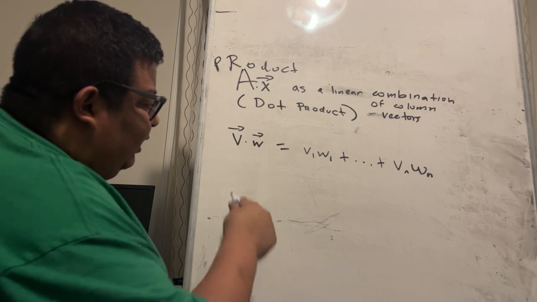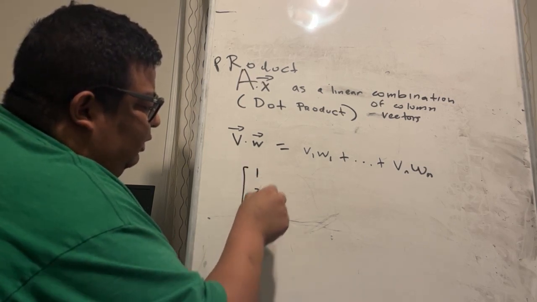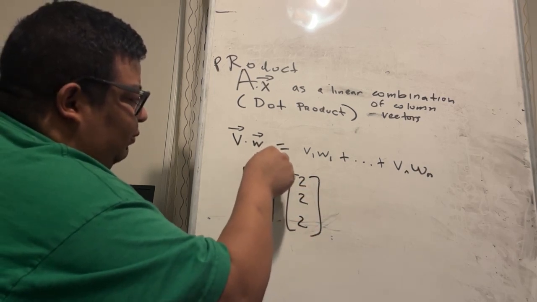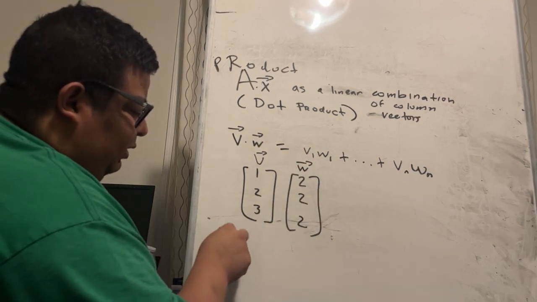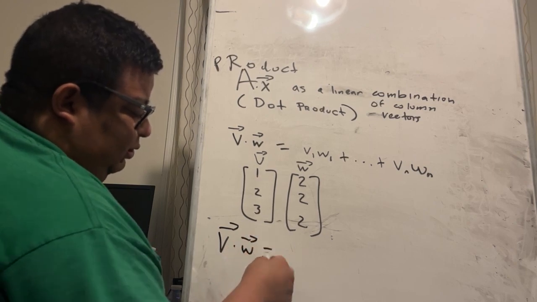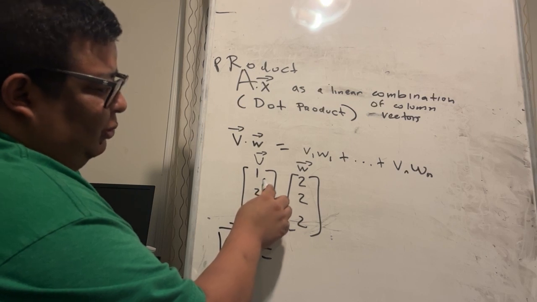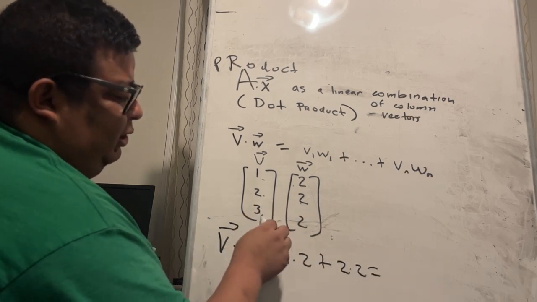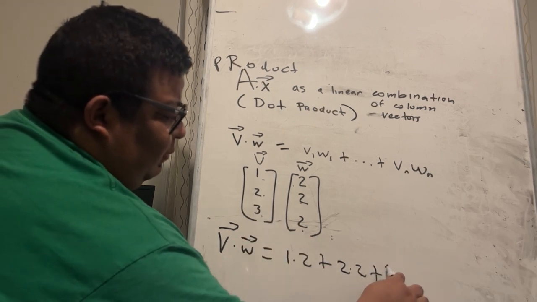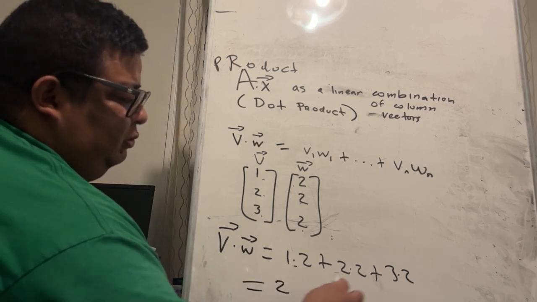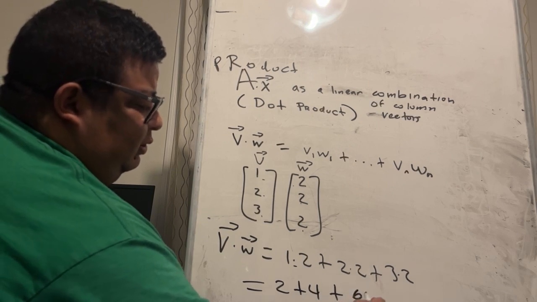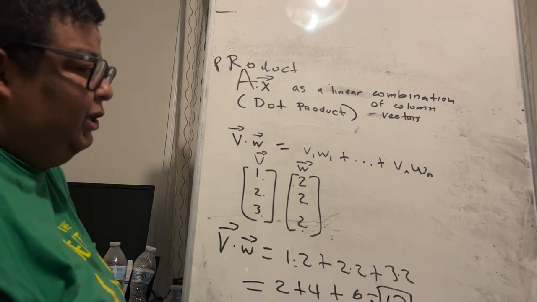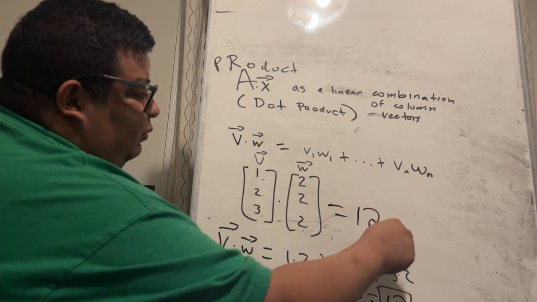So let's say we have the vector 1, 2, 3 as your B, and the vector 2, 2, 2 as your W. Then the dot product BW is going to equal 1 times 2 plus 2 times 2 plus 3 times 2. That's 2 plus 4 plus 6, which equals 12. Notice it agrees with what we said: it's a scalar. 12 is a scalar, so the dot product is equal to 12.